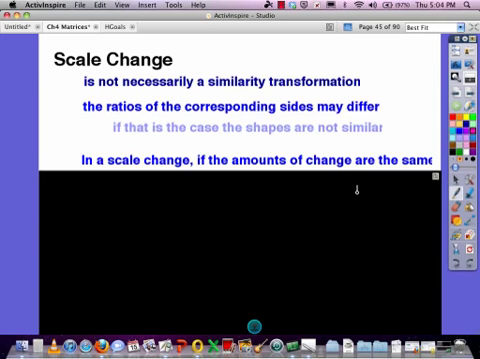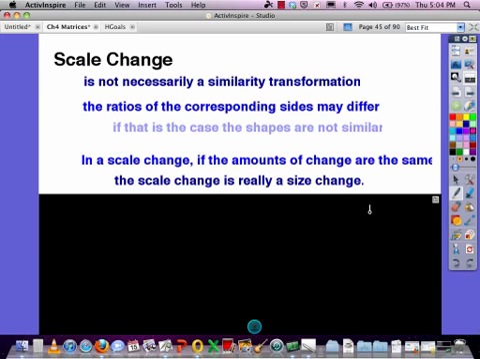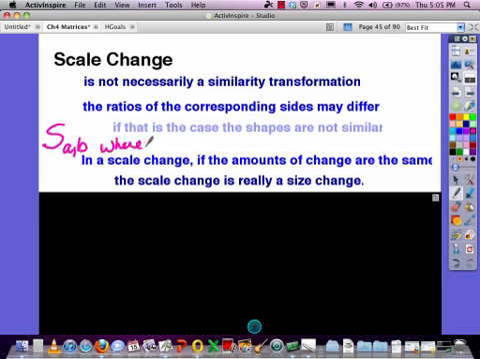In a scale change, if the amounts of change are the same, then the scale change is really a size change. So if I went twice the size on the x-axis and twice the size on the y-axis, then I'd have a size change of 2, 2, which means I was changing it uniformly, and so it really is, as they said, a size change. So S sub A comma B, where A and B are equal, is really a size change.